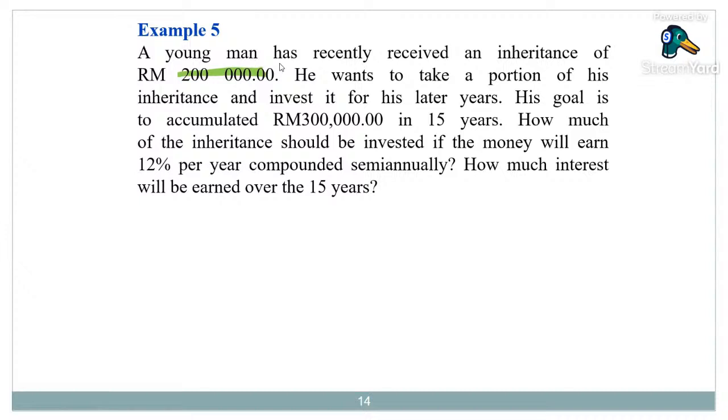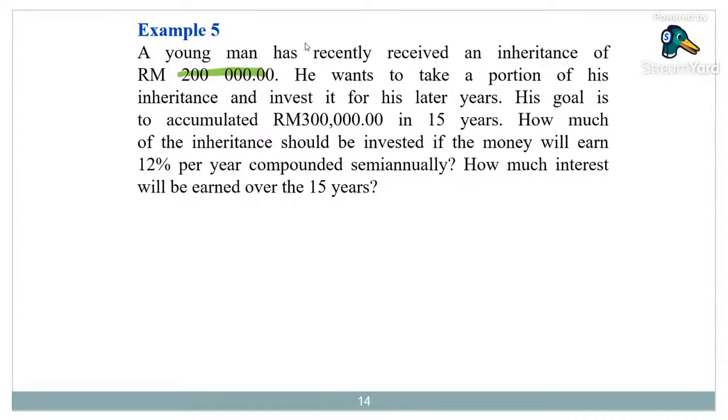Okay, biasanya bila ada inheritance ni, memang duit tu dia boleh guna, mungkin nak buat bisnes ke apa, tapi nak simpan untuk kegunaan masa akan datang kan. His goal is to accumulate to 300,000 in 15 years. Wow. How much of the inheritance should be invested if the money will earn 12% per year compounded semi-annually? How much interest will be earned over the 15 years?